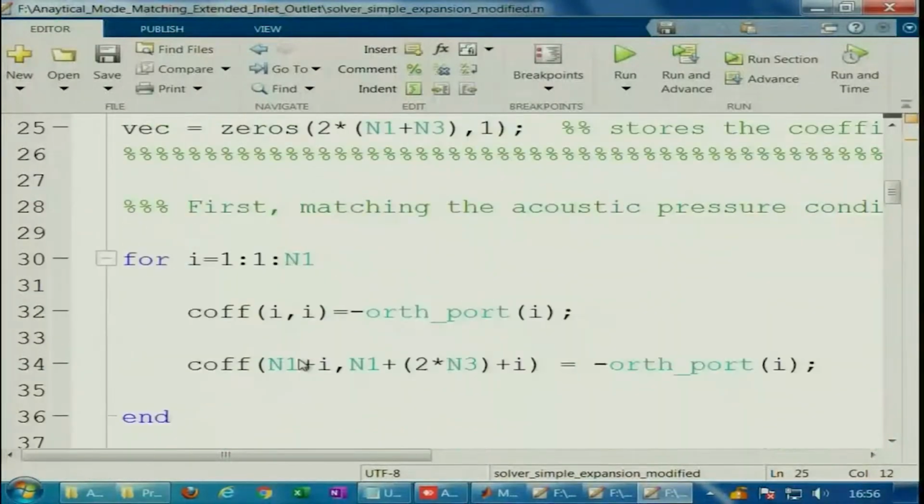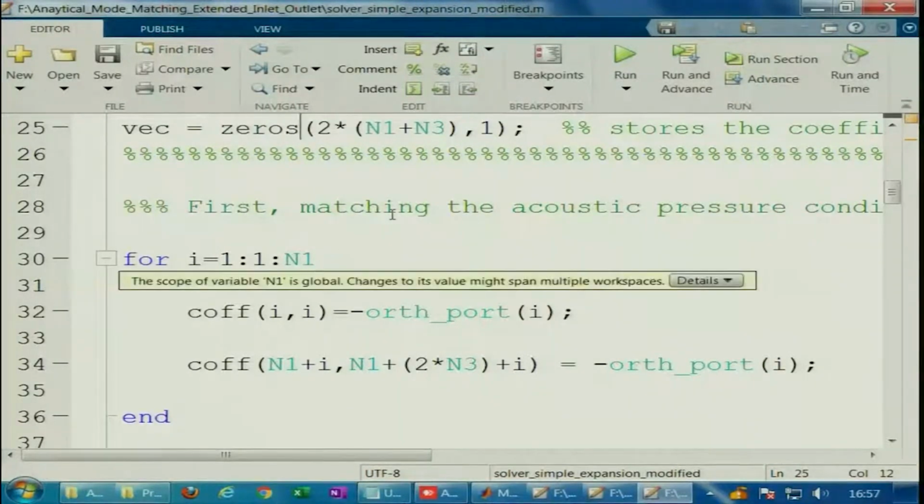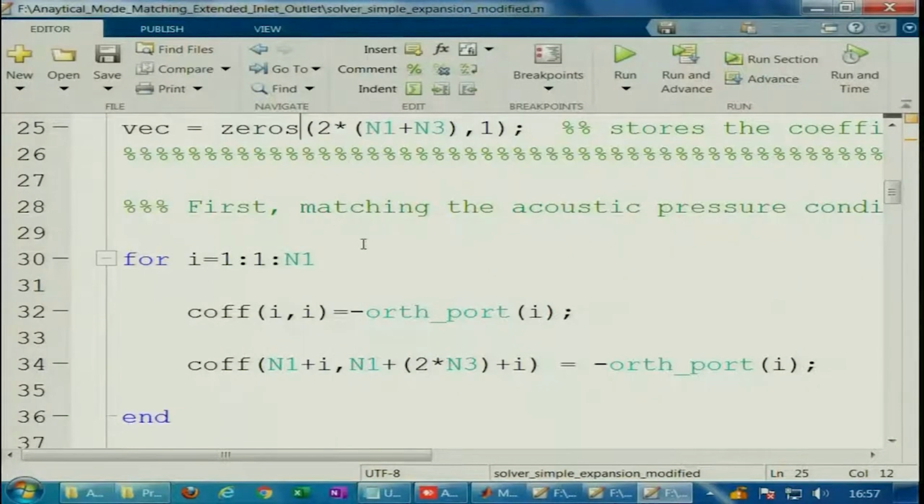Now, based on all the equations that we discussed in the last class, we get a chunk of matrix. All this MATLAB coding involves a lot of bookkeeping.